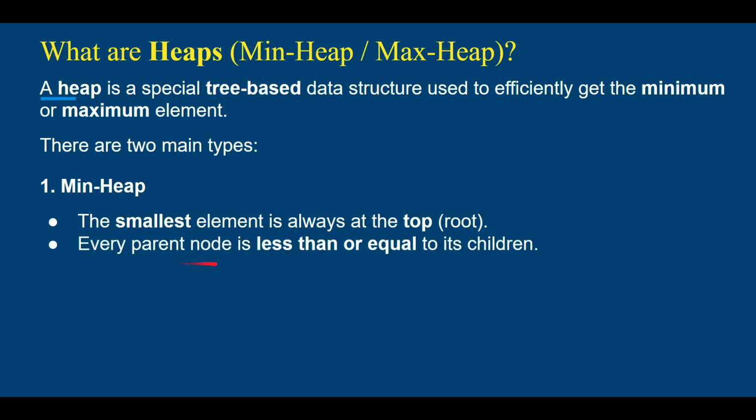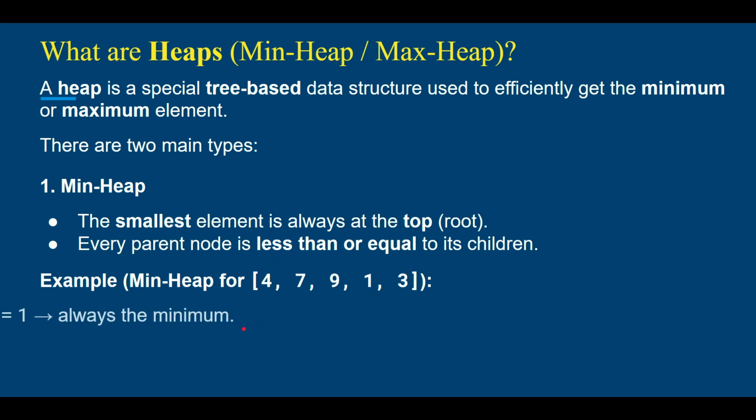Every parent node is less than or equal to its children. We keep the smallest element at the root, and then all the other elements come down. So the parent should be less than or equal to its children. Let's suppose for this array example, these are the values we have been given, and we want to represent the min heap. The smallest element here is 1, so the top root element should be 1, which is always the minimum.